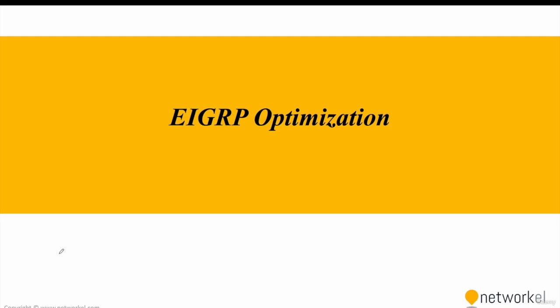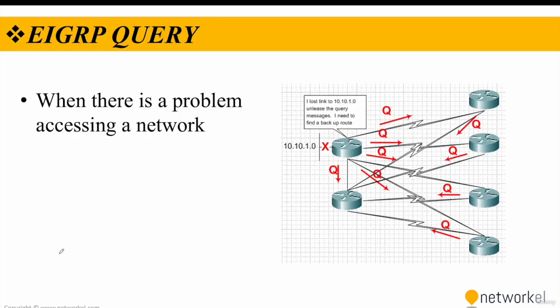In this video, we will talk about optimization of the EIGRP protocol. So let's start with EIGRP query. That is a mechanism used by EIGRP to handle situations where a route becomes unreachable. If the router loses access to any path and does not find a feasible successor for that path in the topology table, it queries its neighbors with the query information for that path.